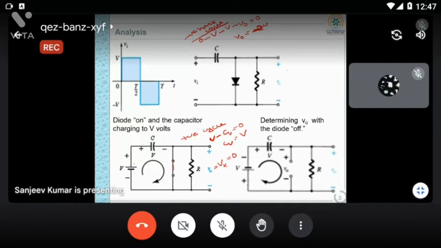Are you getting me? So if I am using this clamper circuit, for positive half cycle, you can see the voltage which is parallel to your diode, and the diode voltage for an ideal diode is 0 volt. So positive half cycle it will be 0 volt, and for negative half cycle it will be minus 2V.